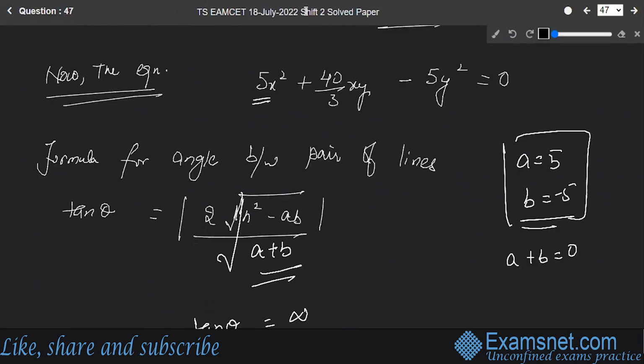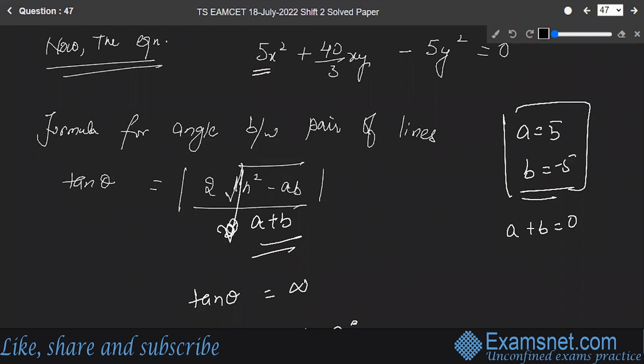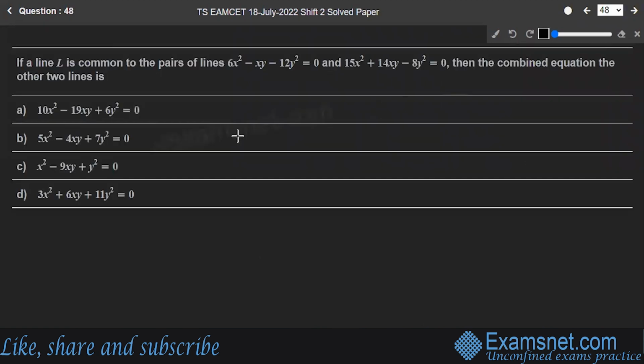Here is a correction for the formula. I was confused. This root lies not in the denominator. This is only for the numerator. So I hope you got the formula, because remembering such formulas will make your calculations a lot easier. Also remember one thing: when the sum of the coefficient of x squared and the coefficient of y squared is equal to 0, then the lines are definitely perpendicular to each other. This is a special case. Let's move to the next question, number 48.